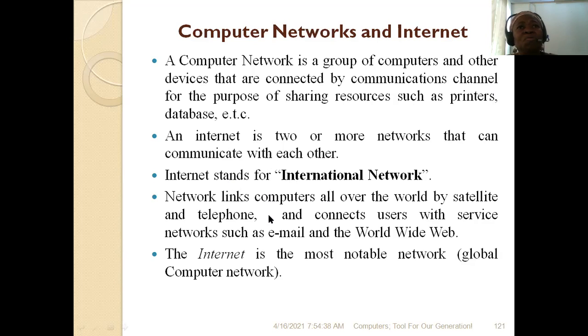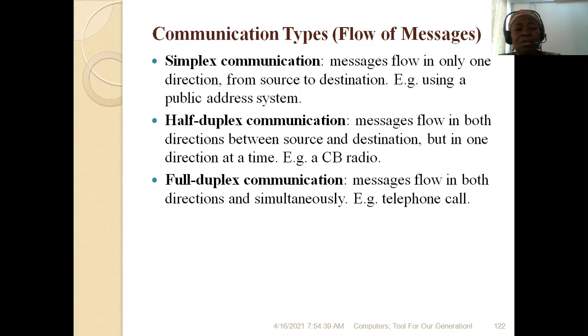This is the one that a lot of us are using now, the Internet, global. This one is a network that links computers all over the world by satellites and telephone. There are two things it uses to link computers all over the world: one is satellite, the other one is telephone. And it connects users with service networks such as email and the World Wide Web. So users that surf the web, users that send email messages and other things, okay? Now, the Internet is the most notable network. Like I have said, it's a global network.